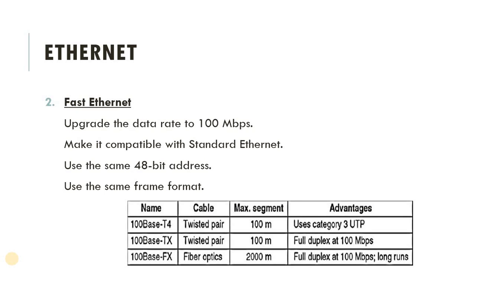The main functionality is to upgrade the data rate to 100 Mbps, make it compatible with standard Ethernet, use the same 48-bit address, and use the same frame format. The versions of fast Ethernet are 100BASE-T4, TX and FX. The cable used is twisted pair and fiber optics, and there are some advantages.